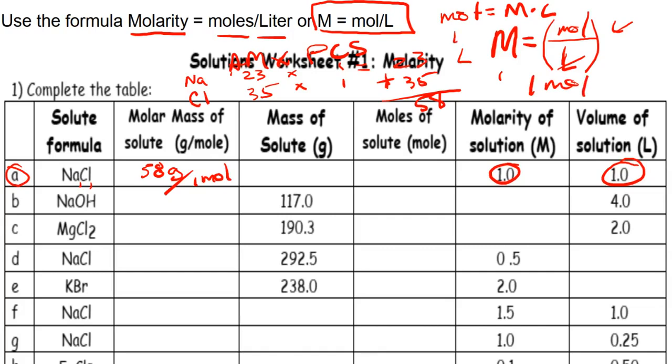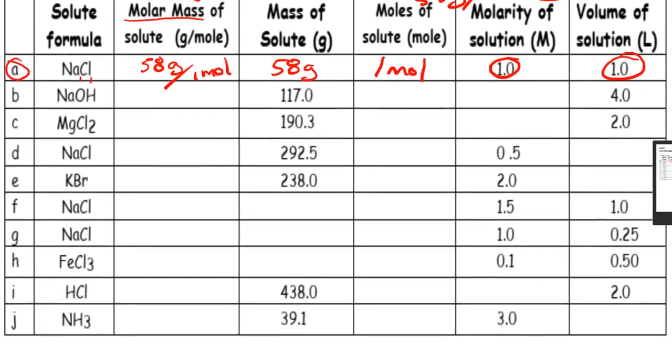equals 1.0 times 1.0. We multiply those together, and that gives us 1 mole. So our moles of solute would be 1 mole. And we know from our molar mass of the solute that 58 grams equals 1 mole. So it's going to be 58 grams. And let's do another one.